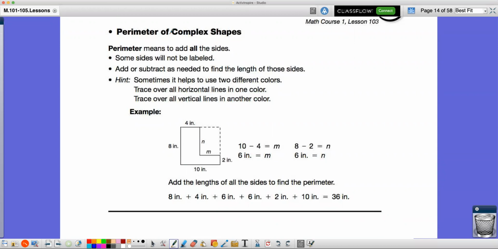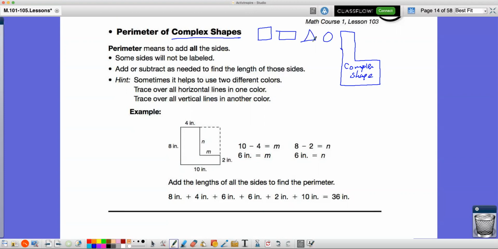What's a complex shape? A complex shape is not a square or a rectangle or a triangle or a circle or a rhombus or any of those types of shapes. A complex shape, simply put, has multiple sides, but it won't be just a regular shape. Like this, for example, would be considered a complex shape. This is a complex shape.